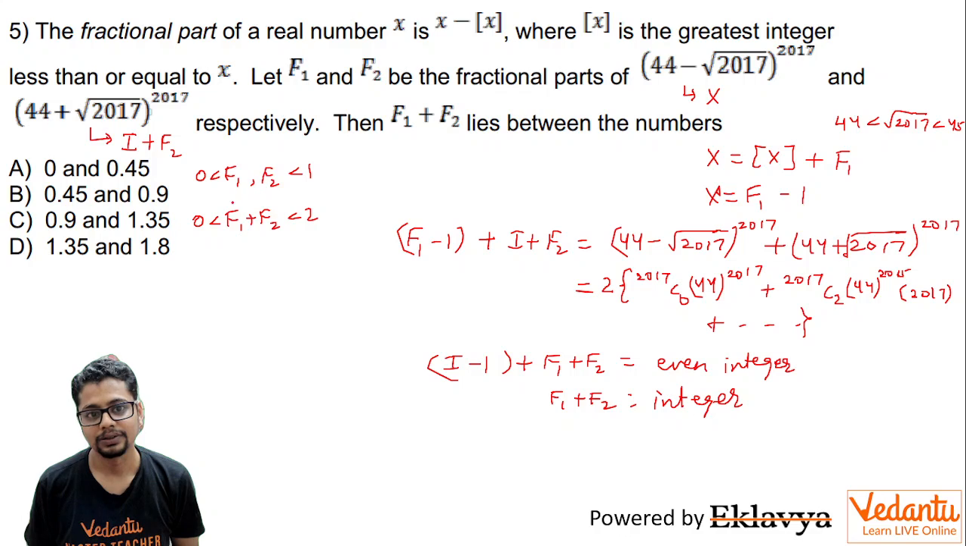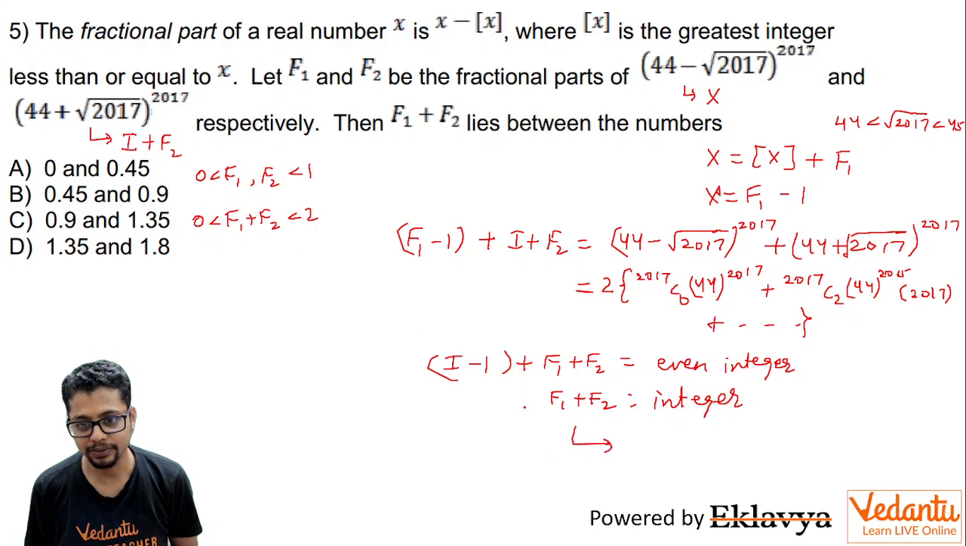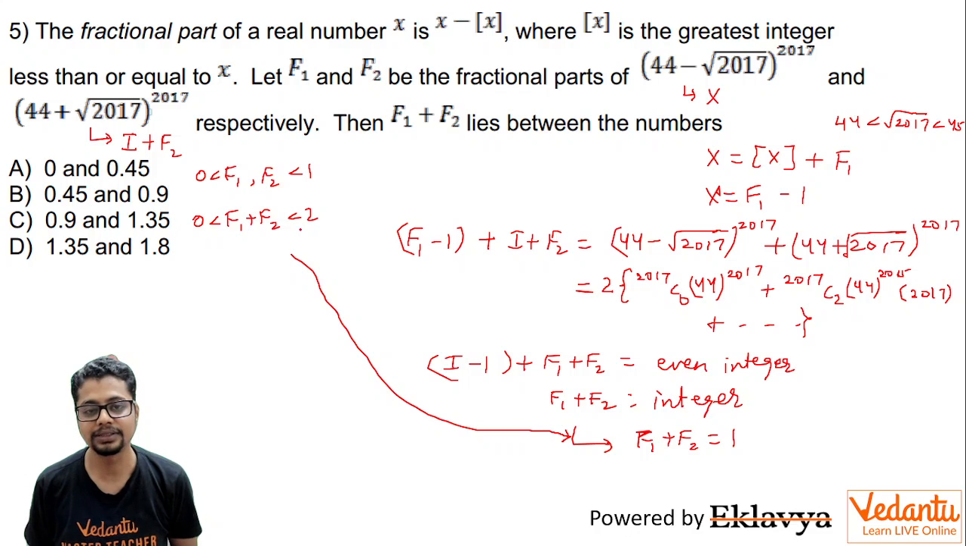The maximum value they may tend to is 2, and the minimum value is 0. So if f1 plus f2 is supposed to be an integer, you can say that f1 plus f2 can only be 1, because in this interval there is just one integer, which is 1. So f1 plus f2 turns out to be 1, which lies between 0.9 and 1.35. C is the answer. Thanks for listening.